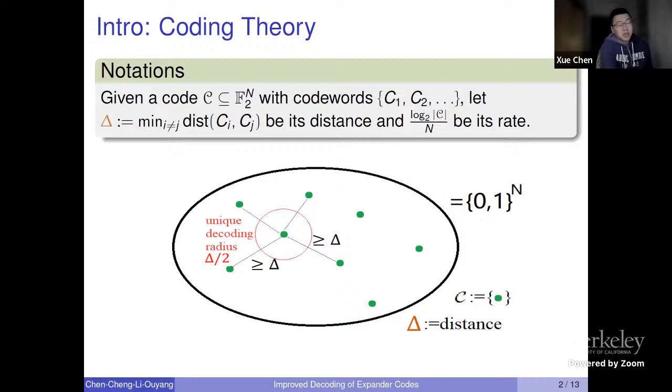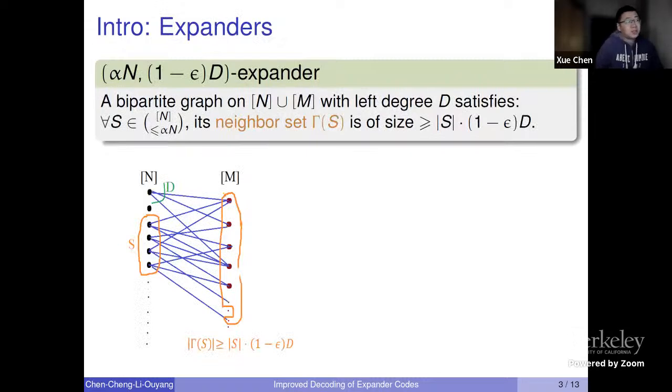Okay. So we will discuss expander codes, but before that, let's first define expanders. An expander has two parameters. The first parameter alpha n denotes the size of the subsets that we are interested in. The second parameter, 1 minus epsilon times d, denotes the expansion we are requiring in the bipartite graph. Specifically, a bipartite graph with n vertices on the left and m vertices on the right, which is d-regular on the left, is an expander if for any subset S of size alpha n on the left-hand side, its neighbor set gamma of S is of size at least the size of S itself times the expansion parameter 1 minus epsilon times d. Okay, so this is the definition of expander.